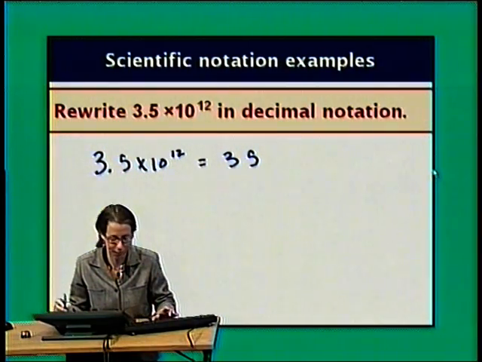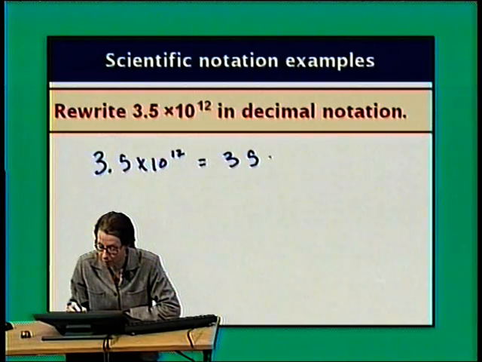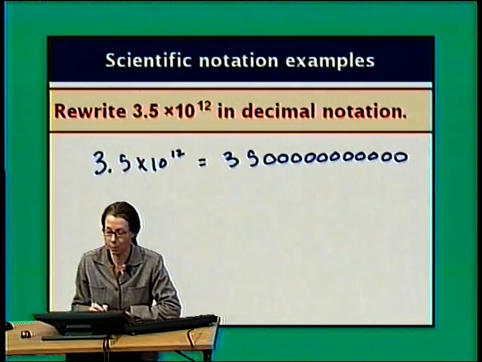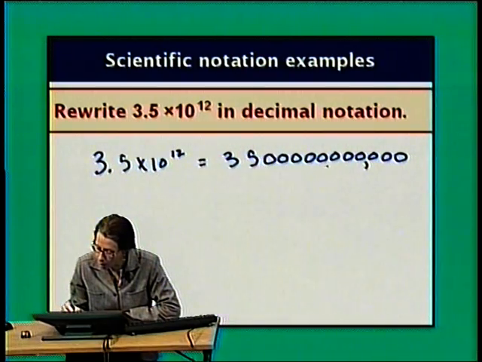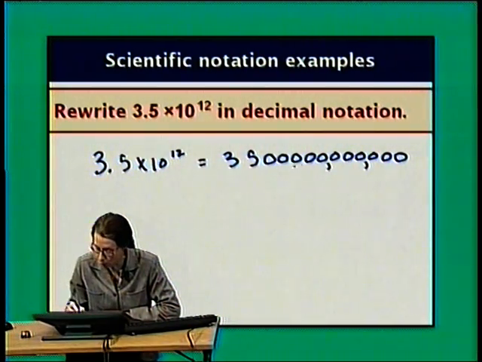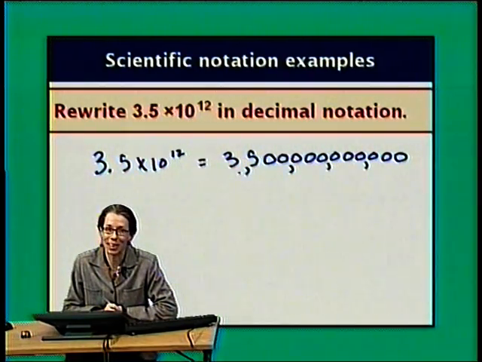Let's hope I've left myself enough room. I pass by the 5, and I'm going to need 11 zeros. 1, 2, 3, 4, 5, 6, 7, 8, 9, 10, 11. That's a big number. And sometimes it helps to group off the digits into threes to really get a picture of just how big that number is.